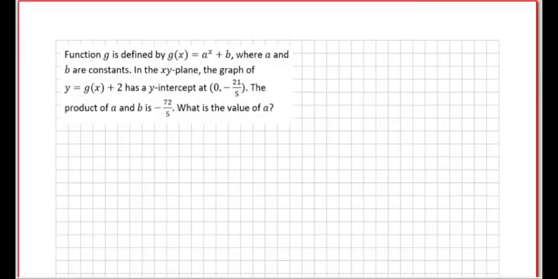In this function, g of x is equal to a to the power of x plus b. This is, of course, an exponential function, which contains x in the exponent, and a and b are constants. In the xy plane, the graph of y equals g of x plus 2, which is the same as g of x here, but we add 2. This means we translated the graph 2 units up, has a y-intercept of (0, negative 21 over 5).